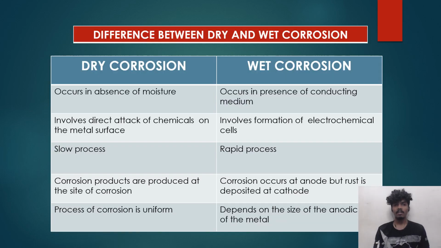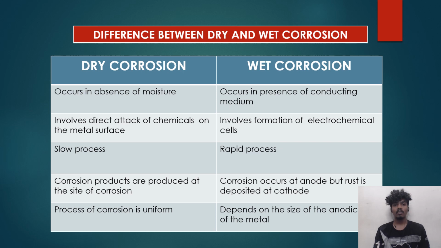So now let's see the difference between the dry and the wet corrosion. First one, the dry corrosion occurs in the absence of moisture, whereas wet corrosion occurs in the presence of a conducting medium or aqueous medium. The second one, dry corrosion involves direct attack of chemicals on the metal surface, whereas wet corrosion involves the formation of electrochemical cells.